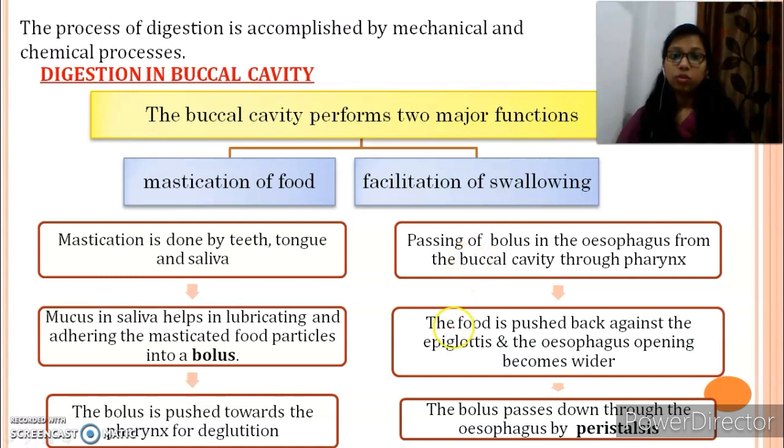Facilitation of swallowing means the passing of the bolus from the buccal cavity through the pharynx into the esophagus. The food is pushed back against the epiglottis. If you remember the epiglottis from our previous classes, during the swallowing of food the epiglottis closes the windpipe. When the epiglottis is closed, the esophagus opening becomes wider. Then the bolus passes down through the esophagus by a wave-like constriction known as peristalsis.